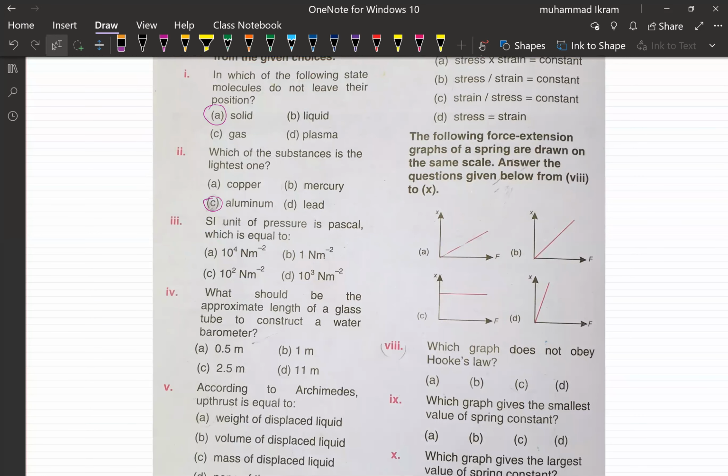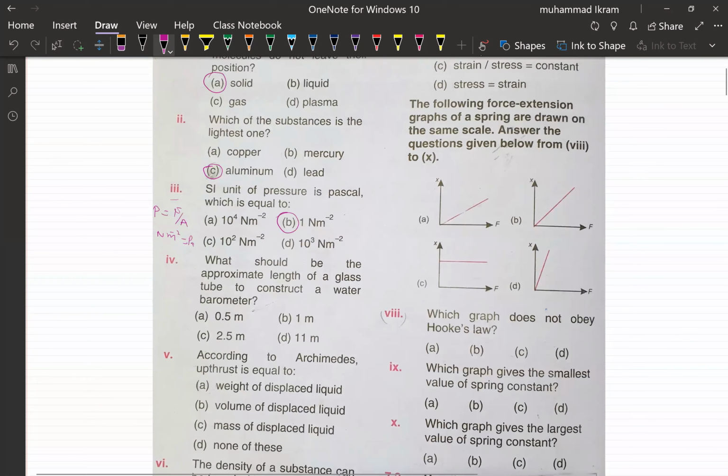Number third, the SI unit of pressure is Pascal, which is equal to... Of course you know that pressure is force per unit area, so its unit is Newton per meter square. And that is equal to 1 Pascal. So of course 1 Pascal will be equal to Newton per meter square.